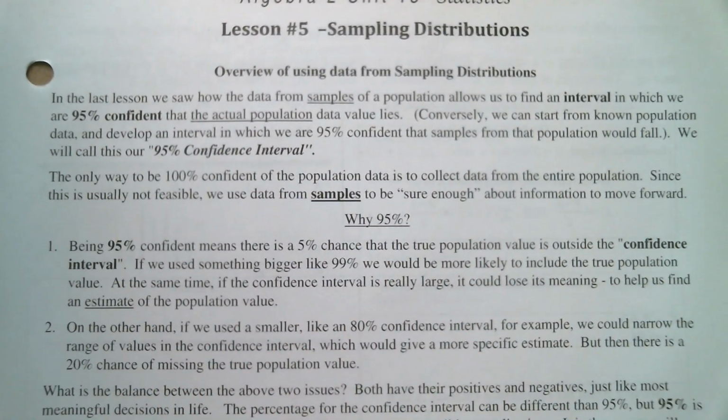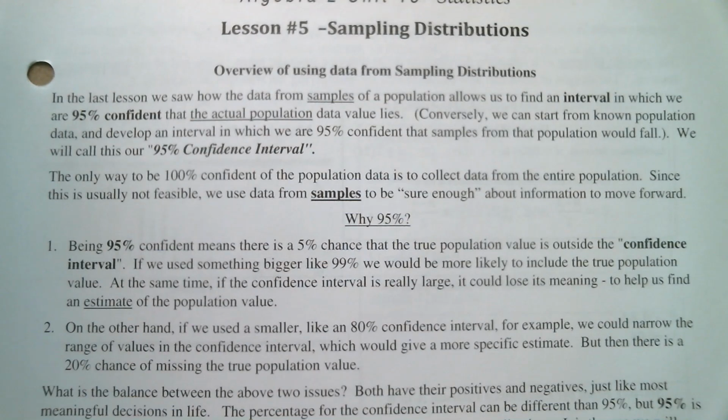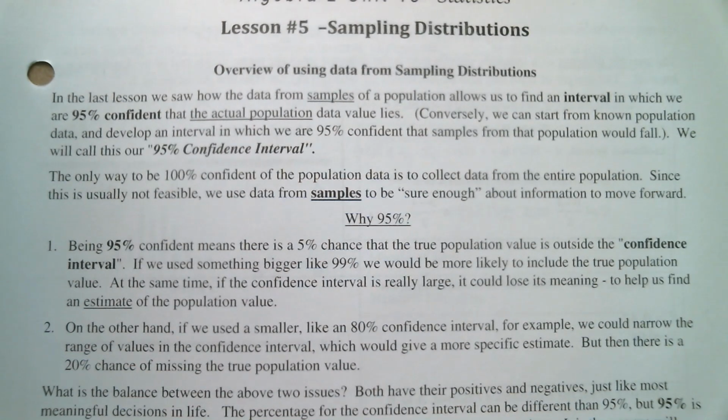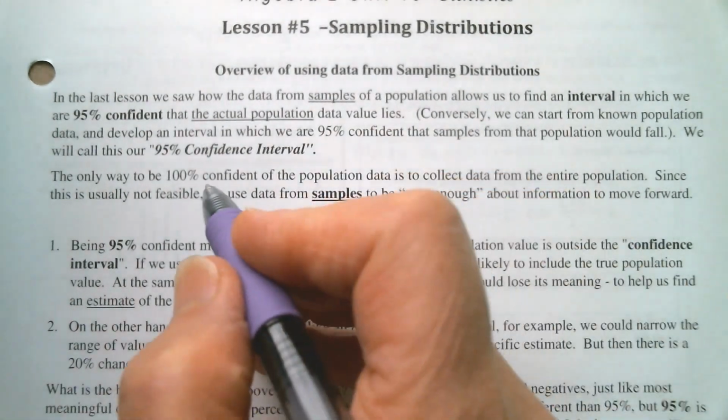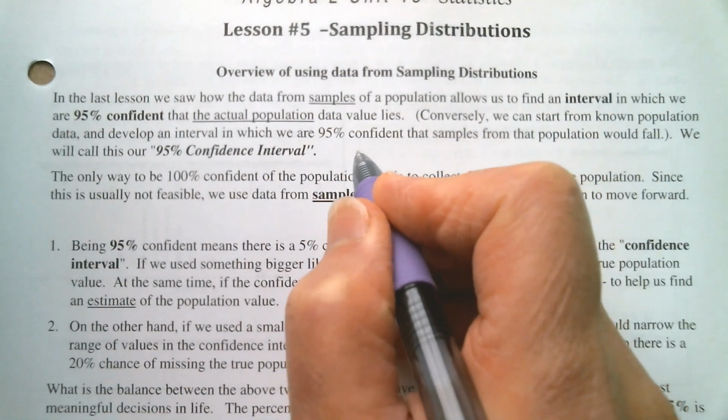So in the last lesson, we saw how the data from samples of a population allows us to find an interval in which we are 95% confident that the actual population data value lies. Conversely, we can start from known population data and develop an interval in which we are 95% confident that samples from the population would fall. We will call this our 95% confidence interval, which I simply abbreviate confidence interval as CI.